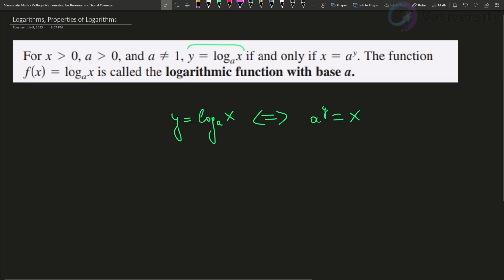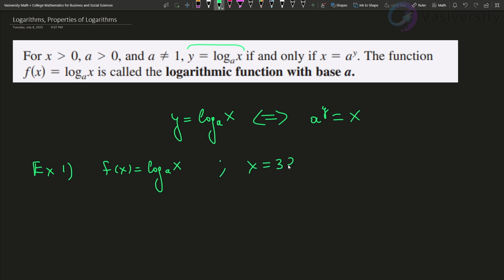So what do we want to do? As an example, let's take a look at something. Example 1, we're going to have f of x equal to logarithm base 2 of x, and let's say x is equal to 32. Then my question to you is, logarithm base 2 of 32, what is going to be the value? What power does 2 have to be raised to in order for us to get 32? And the answer is 5. Why? Because 2 to the power of 5 will give us 32.